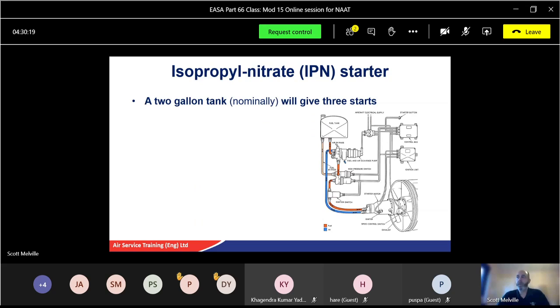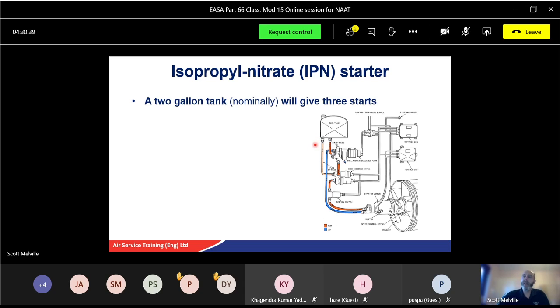Now the nasty one, isopropyl nitrate, or commonly known as IPN. This is a very volatile liquid. It tends to be more for military aircraft. You might have heard of an F-16 type aircraft, fighter aircraft. You have a separate tank here.